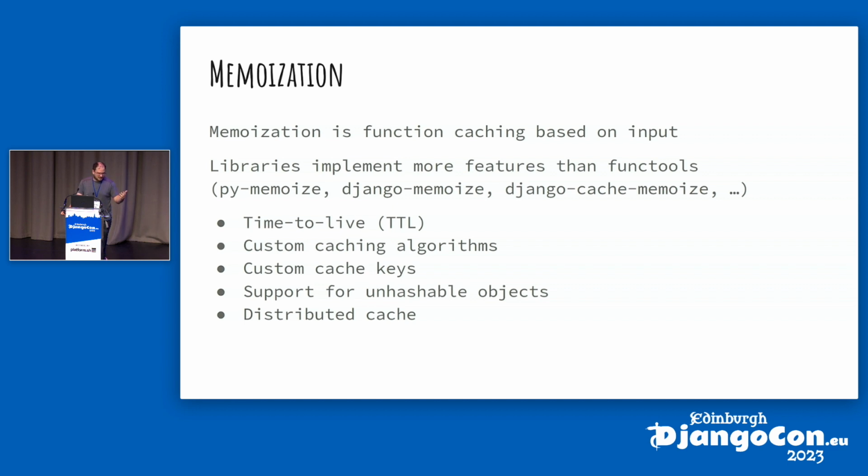And the Python built-in functions don't support unhashable objects, and these libraries can support them because they can transform these cache keys. And for Django libraries, django-memoize, django-cacheback, they easily bind with the Django Cache framework that I will talk about. And it's really easy to work with Django and make that work.